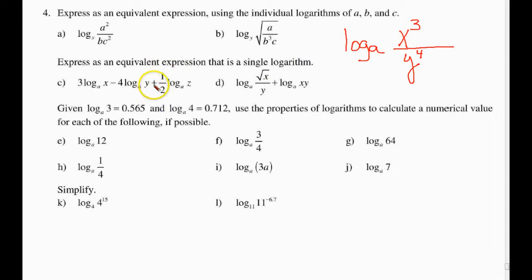Okay. Now here we have a plus, so that's back up in the numerator, and this is to the 1/2 power. So that's going to be the square root of z. And that is the answer to letter C. And hopefully one of the benefits of this is that you can rewind or go back in the video and see it again. All right, let's look at this one.